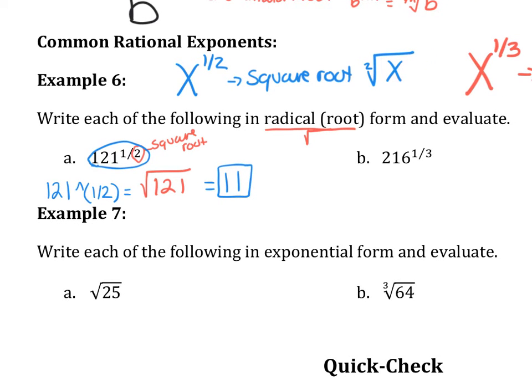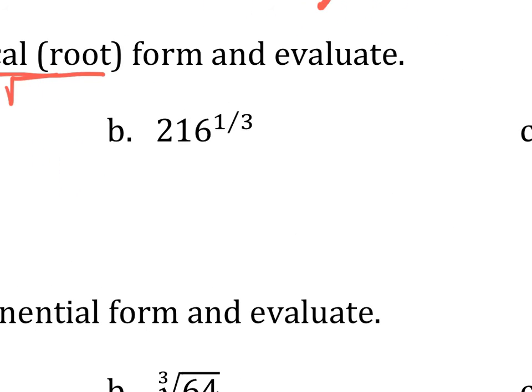Okay, with letter B, we're dealing with a cubed root, though, now, because we have a 3 in the denominator. So when we rewrite it, we have the little 3 there, then that root symbol of 216. With cubed root, you do have to have that 3 there. If you don't write the 3, then we would think it's a square root, but it's not. It's a cubed root. Okay, so that's the rewriting part.